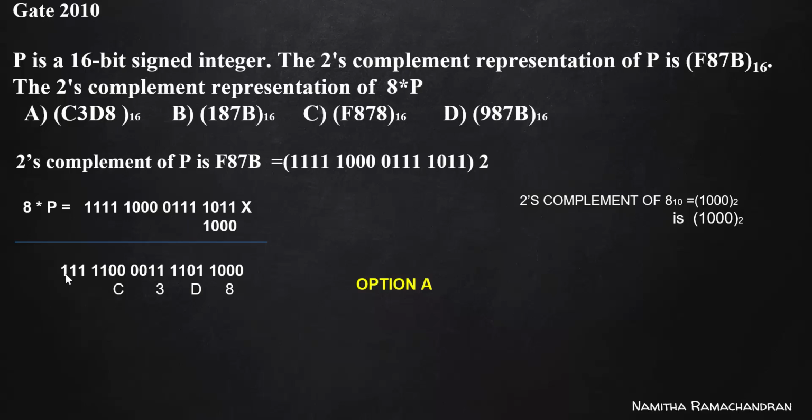If we want to consider these 3, or if we want to include these 3 ones also in our result, we can append one more 1 here. Then it become F in hexadecimal form. So in that case the result become FC3D8. Okay. Thank you.